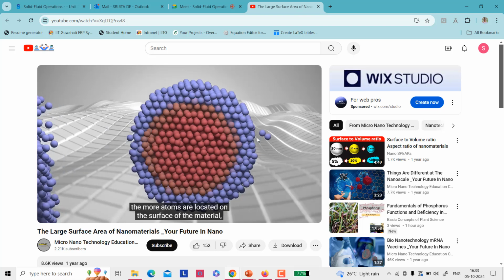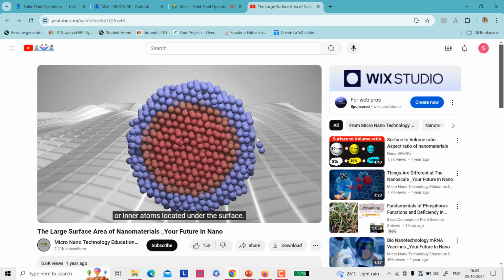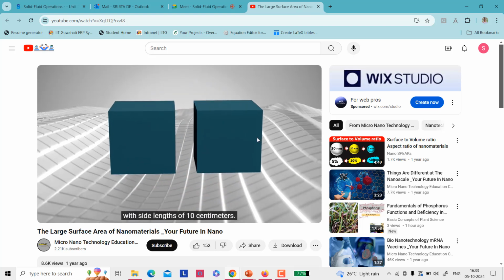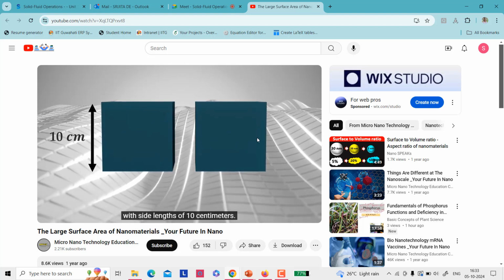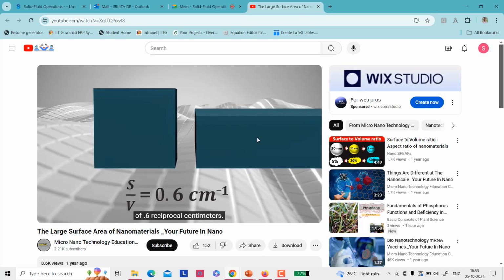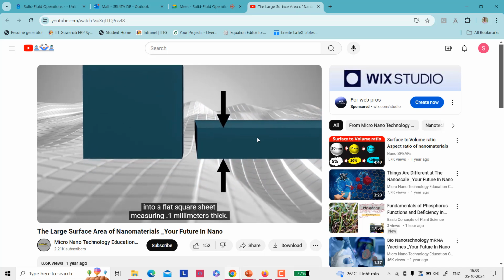If you continue to stretch this until its thickness was at the nanoscale, its surface to volume ratio would continue to skyrocket, meaning most of the material is on the surface and there is very little volume. Carbon nanomaterials provide an extreme example of this. All of the atoms in a buckyball or a sheet of graphene are surface atoms. There is no core volume.